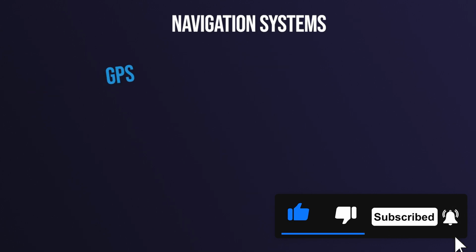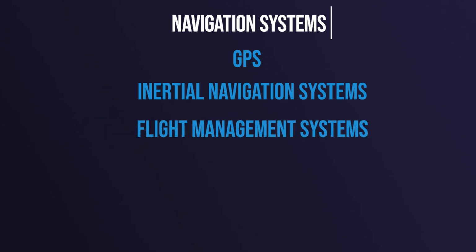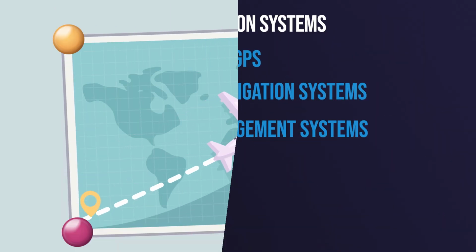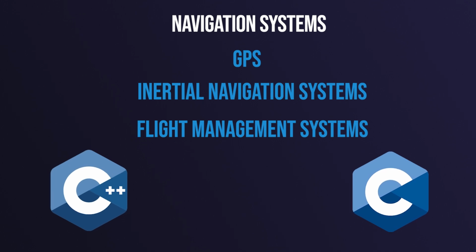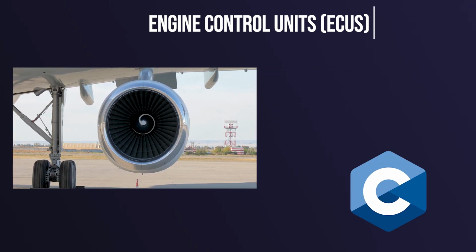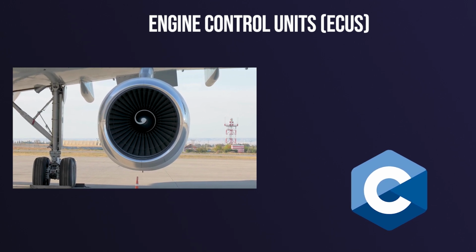Navigation systems such as GPS, inertial navigation systems, and flight management systems, which are responsible for the navigation of the plane during the flight, are often programmed in C and C++ due to their efficiency and performance capabilities. Engine control units, or ECUs, are systems that control the engine of the plane. These critical systems are programmed in C because of its low-level hardware interaction capabilities, which is important for real-time control of the plane engine.